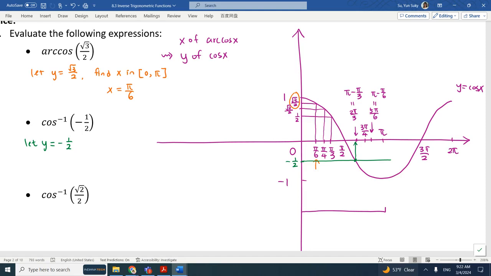So therefore here, y is negative 1/2, then the x is 2 pi over 3. Okay, so we find the x in 0 to pi, and we can see x is 2 pi over 3. Okay, you tell me the next one.